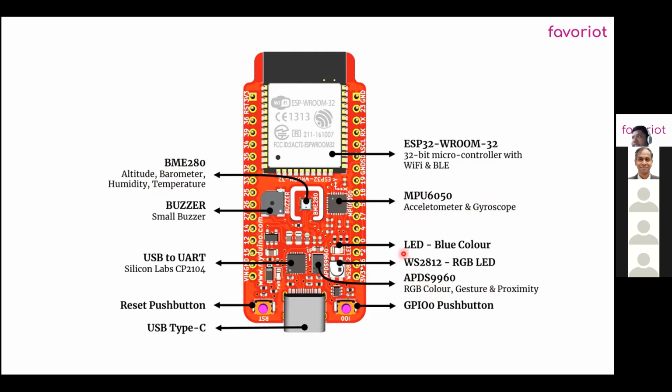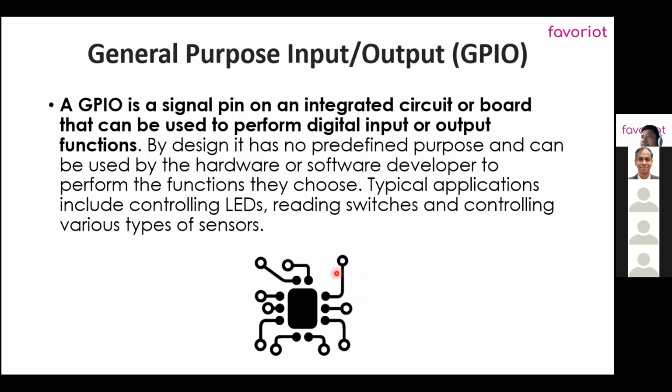Okay. And then this board also has a buzzer. Here is the buzzer. Then some push buttons, a USB Type-C port, and an LED with blue color. Okay. And also one RGB LED here.